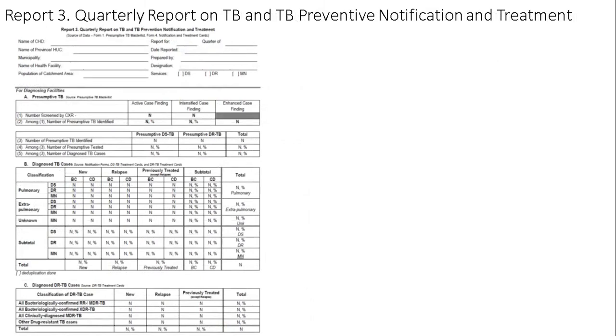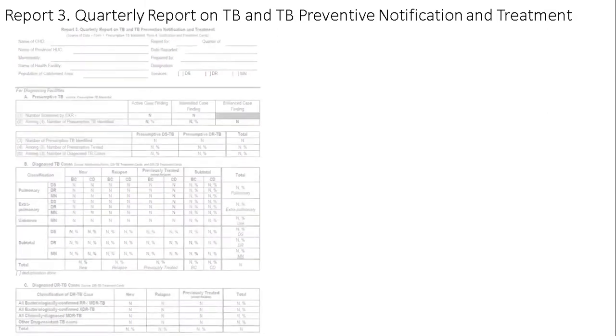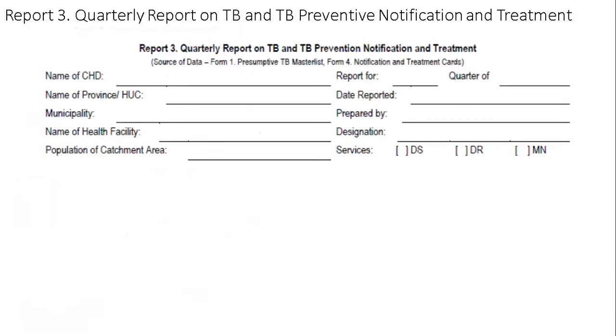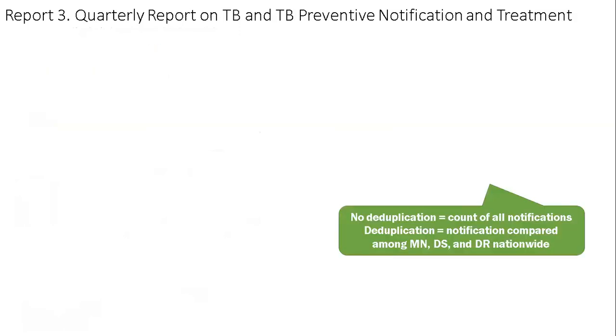So part B, the diagnosed TB cases. We will just classify whether it is pulmonary or EP, unknown, relapse cases or new cases. Part C, diagnosed DRTB cases. In the system, our IT detects if there is duplication happening in the system, so it is automatically deducted.